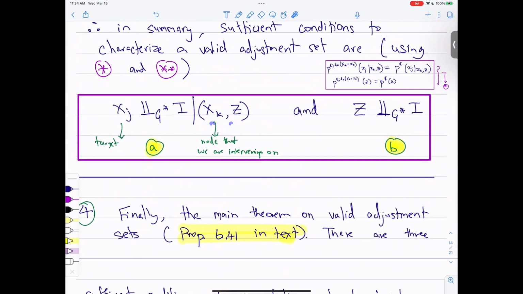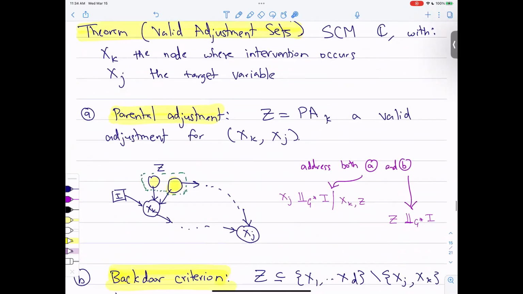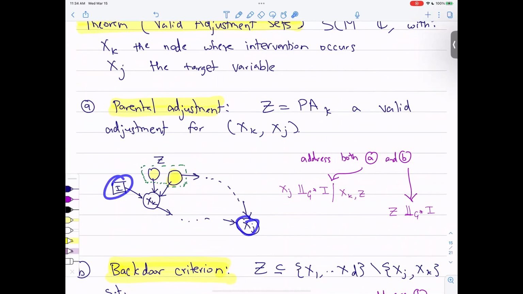Now what about the second condition? Conditioning on XK and Z, XJ and I should be D-separated. Let us see. I'm conditioning on all these three, and we want to check for D-separation of these two. Well, conditioning on this blocks this path. Conditioning on this unblocks this path, but then adding this back closes those paths. And so you can't continue. So this is a valid set for satisfying those properties.